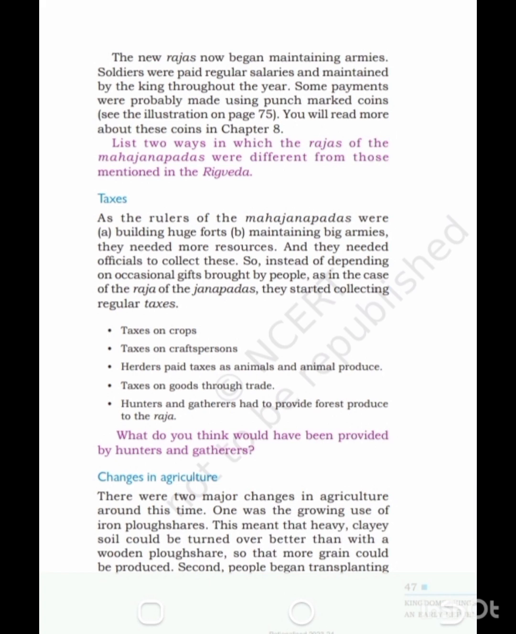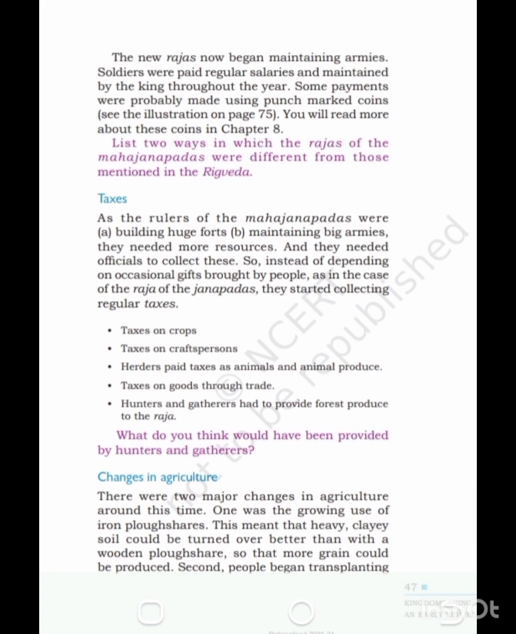Now we are going to learn about the two major changes in agriculture around that period. The first major change was the growing use of iron plowshares, which means that heavy clay soil could be turned over better than with a wooden plowshare, so that more grain could be produced easily.